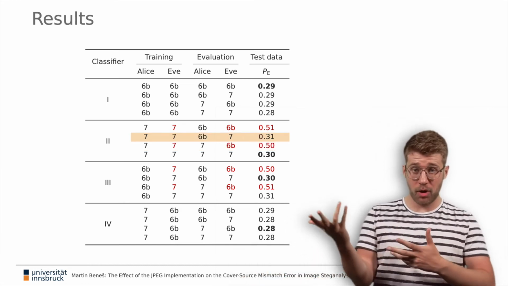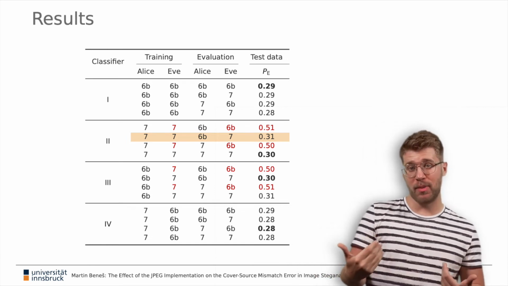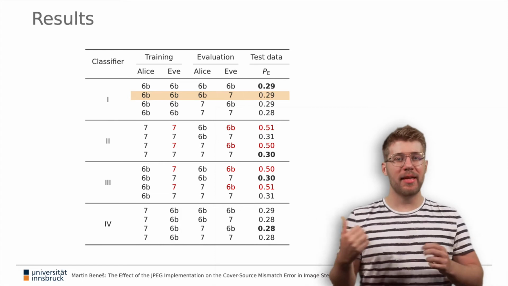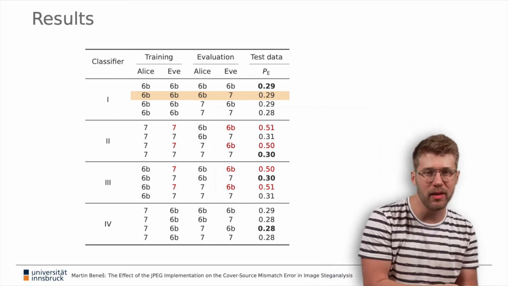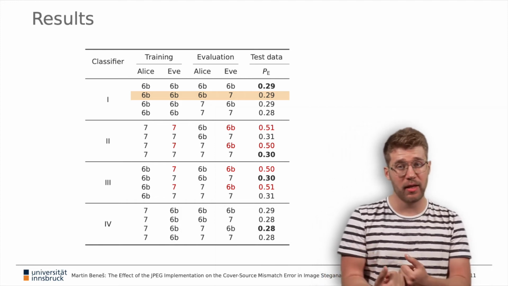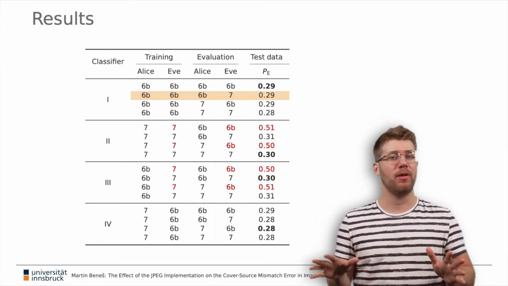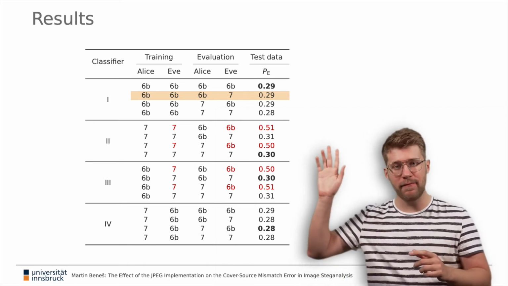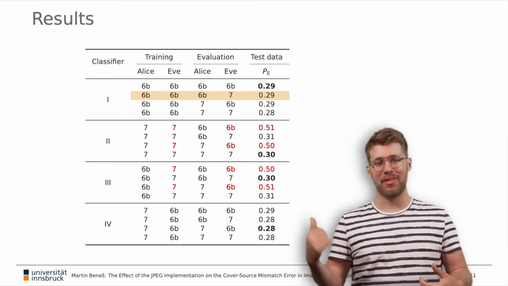Here we change the libjpeg version used by Alice for the evaluation only. In our experimental setup, we do not see much of an impact. As you can see, the error increases only if Eve changes from libjpeg version 7 to 6b. Conversely, when changing from 6b to 7, the difference in error is barely noticeable. Here I showed it on the first 2 classifiers, but the same findings apply to all 4. If you want to know more about our results, check out the paper.